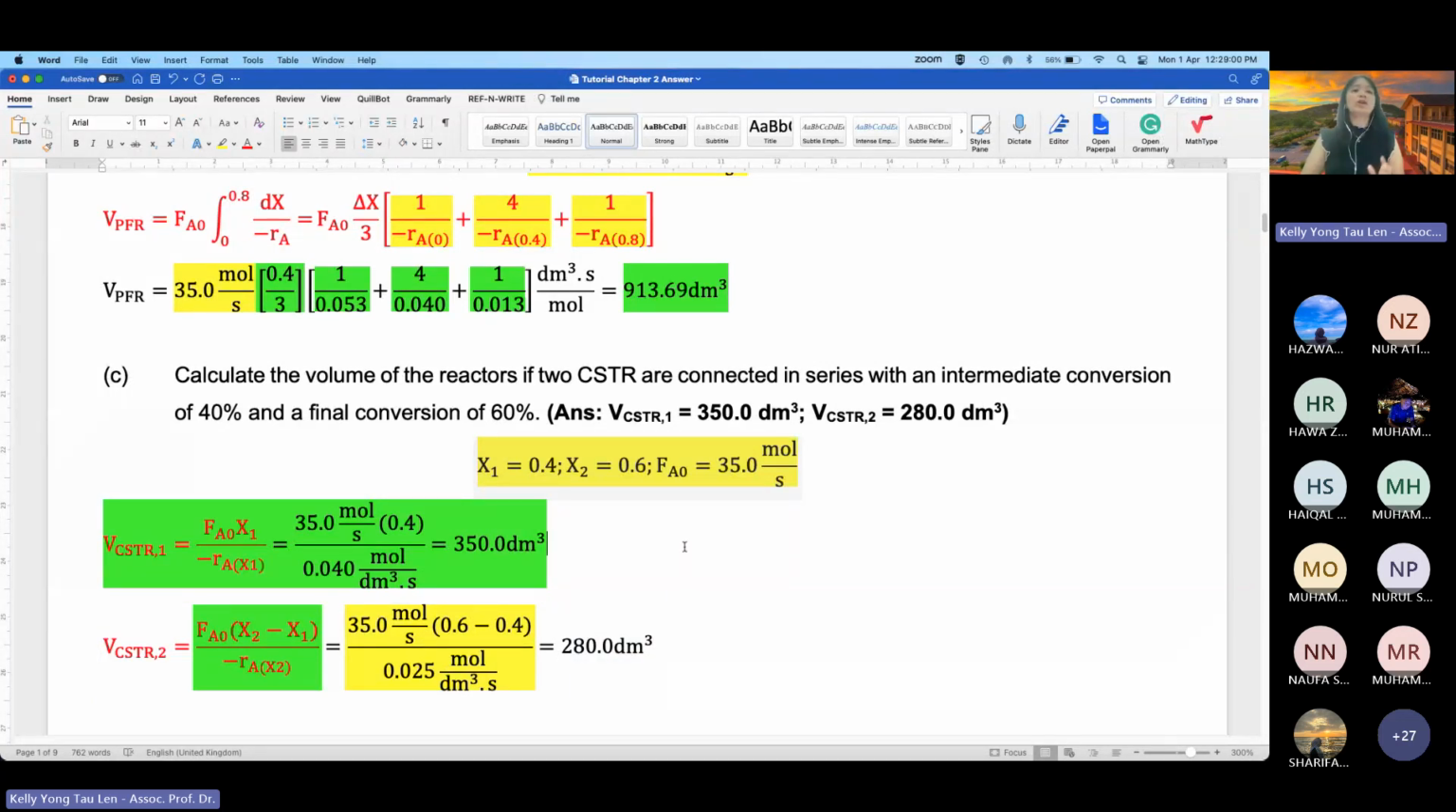So don't forget, when you have 2 reactors in series or even 3 reactors in series, you have to calculate the volume of each of the reactors. So in this case, if I want to achieve 40% conversion in my first reactor and 60% conversion in my second reactor, the first reactor volume must be at least 350 dm cube, and my second reactor volume must be at least 280 dm cube, or else you cannot achieve your desired conversion. Okay, so we are done for CSTR in series.